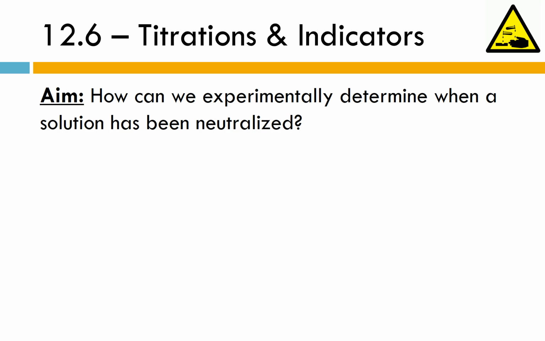In the previous lesson we talked about neutralization reactions, a little bit more specifically Arrhenius acid-base neutralization reactions. It turns out in the lab we perform these type of neutralizations a lot using a technique called titration, and we're going to have to use a group of chemicals that are called indicators. So in today's lesson we're going to talk about how we can determine experimentally, in other words, how we can figure it out in the lab when a solution has been neutralized.